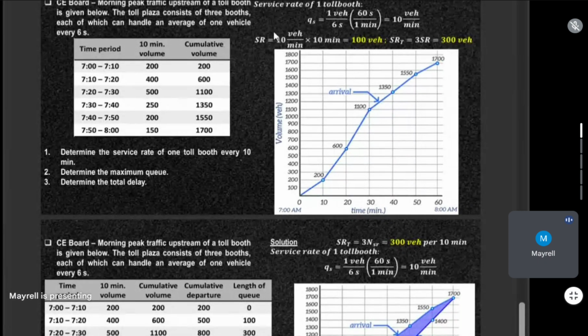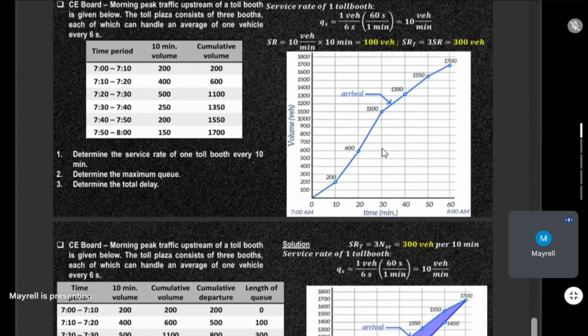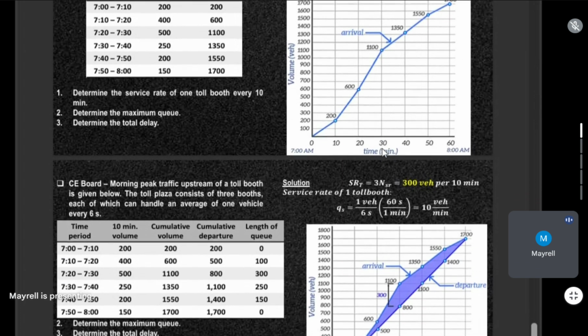So since there are 3 booths, the answer to the question for one toll booth is 100 vehicles. If it's going to ask for the whole 3 toll booths, then times 3. So the 3 toll booths can accommodate 300 vehicles for 10 minutes. Okay, so let's proceed to part 2.